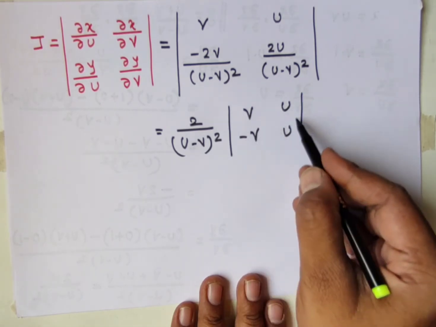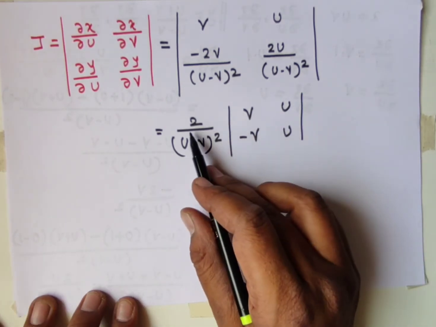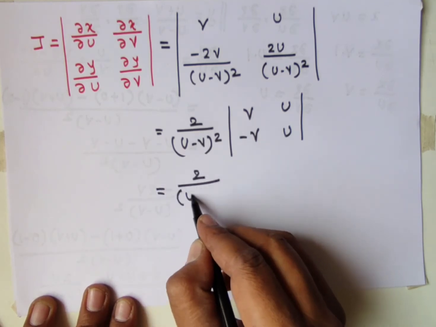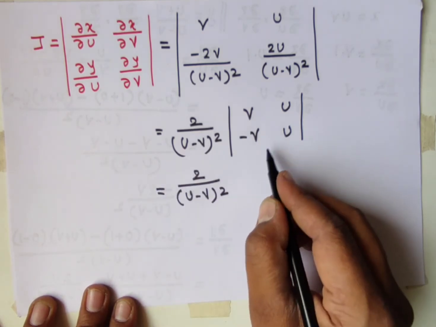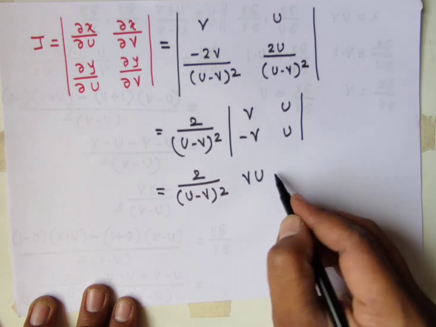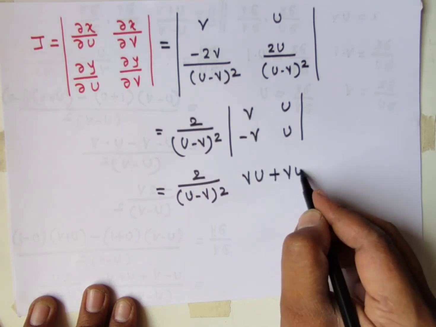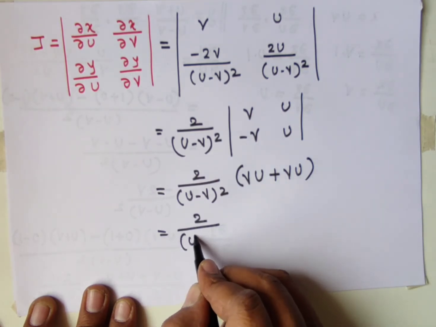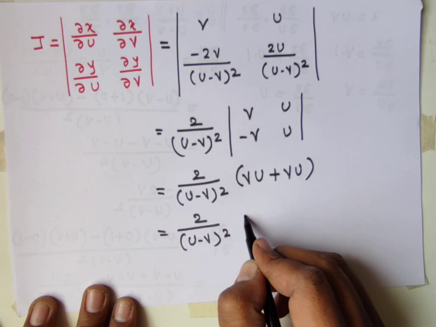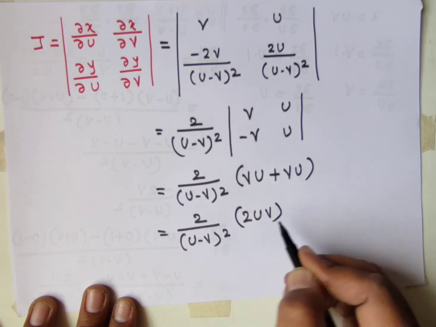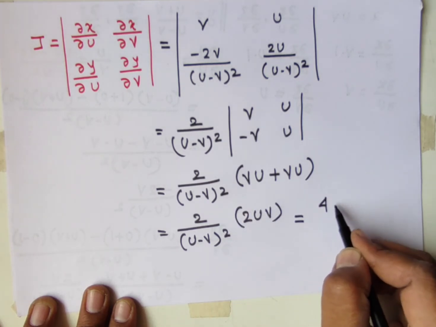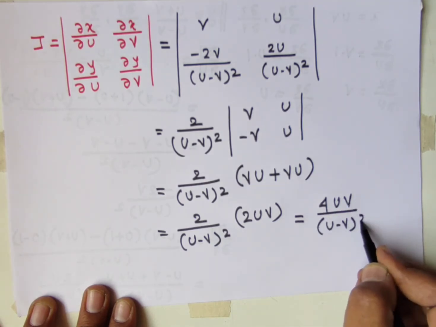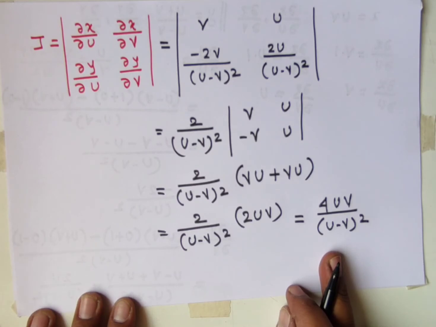Now we want to find this determinant value. We take this common just for simplification purposes. So we get 2 upon (u minus v) the whole square times (vu minus minus plus vu), so that is equal to 2 times 2uv upon (u minus v) the whole square, and that is equal to 4uv upon (u minus v) square. And this is nothing but our Jacobian value.